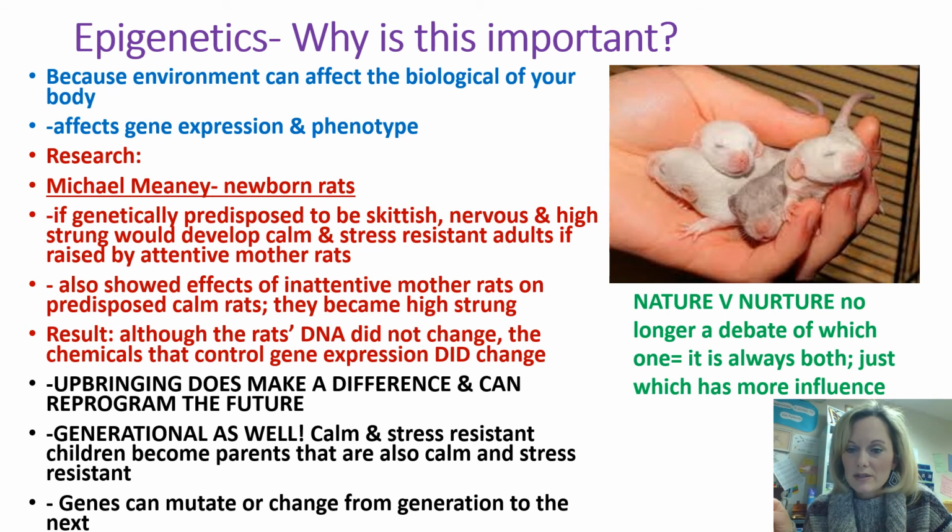In the very end of this chapter, in the little extra Psych in Your Life, you have to read that section. It will talk about parenting styles, and that's really important because that's the upbringing part that we're talking about. So also, when children grow up in certain environments and households, they will also take on the temperament of their parents. So calm and stress-resistant children become parents that are also calm and stress-resistant, and so forth. And so that makes a difference in how these rats coped.